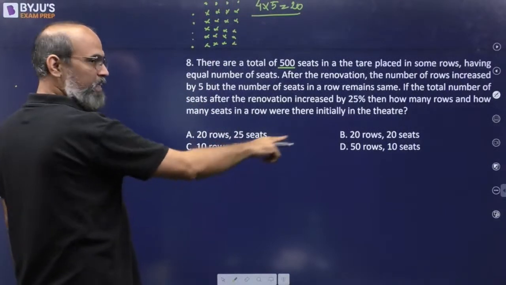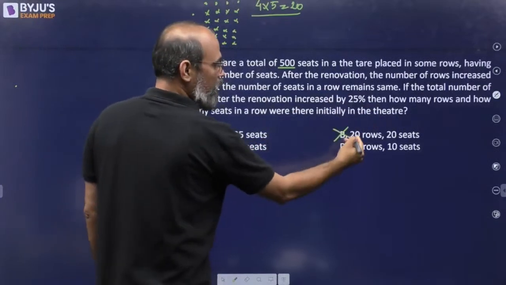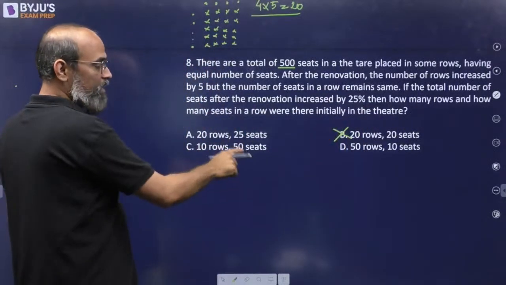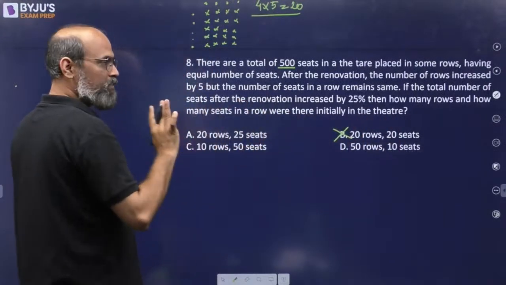So 500 किससे किससे बनता है? 20 into 25 is 500, 20 into 20 is 400. ये तो नहीं हो सकता. 10 into 50 is 500, 50 into 10 is 500. So the 3 options make sense.